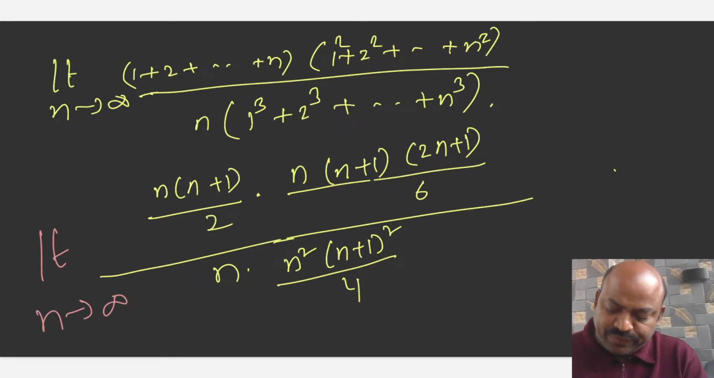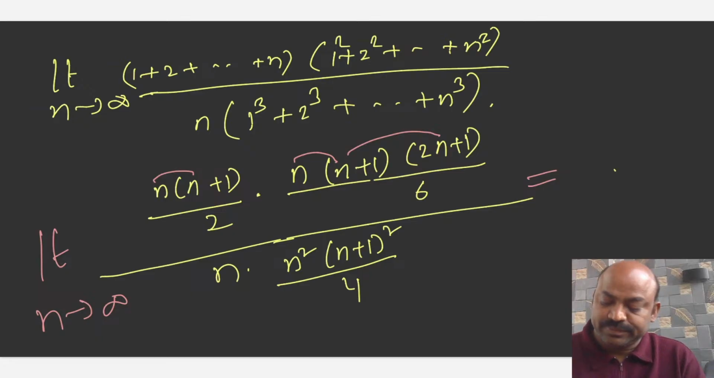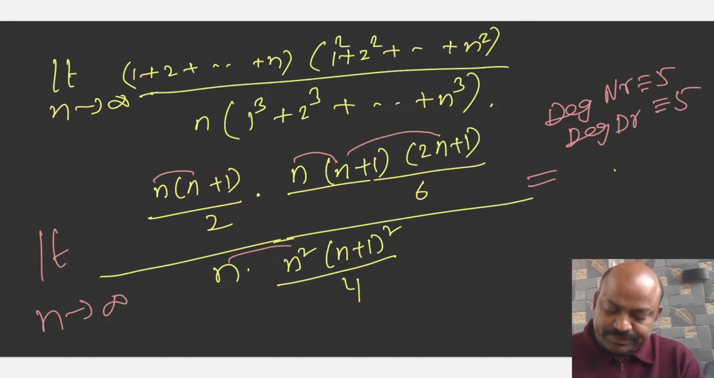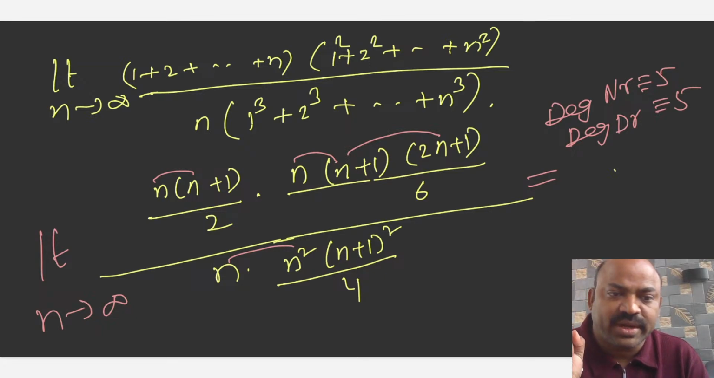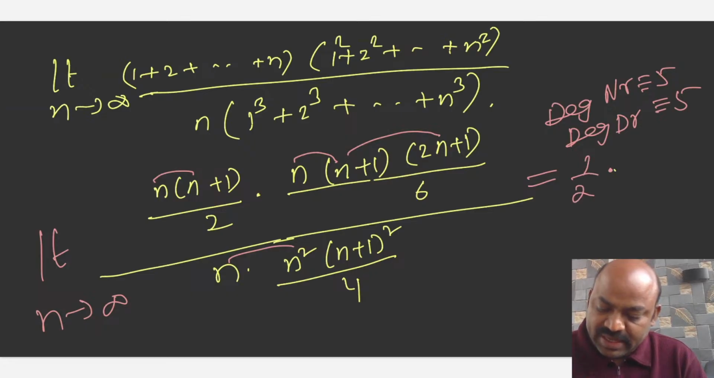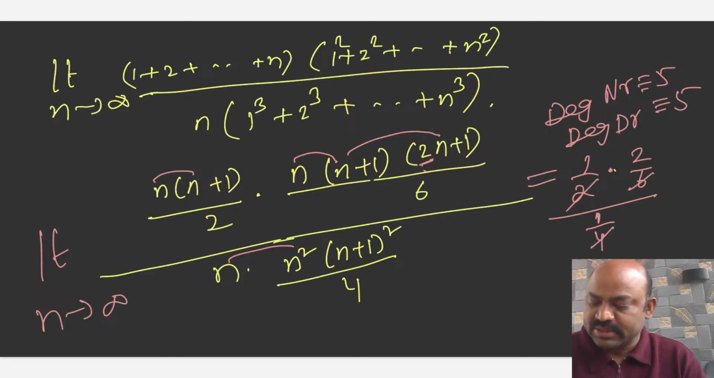The ratio of coefficients. Hey, what is the degree here? Degree 5 in the numerator. Degree in the denominator is 5 only, na? So what will be the answer, dear? Ratio of coefficients only, na? So take the ratio of coefficients. Here the coefficient is 1 by 2. Here the coefficient is 2 by 6. Here the coefficient is 1 by 4. So cut, cut, cut. So the answer is 2 by 3.